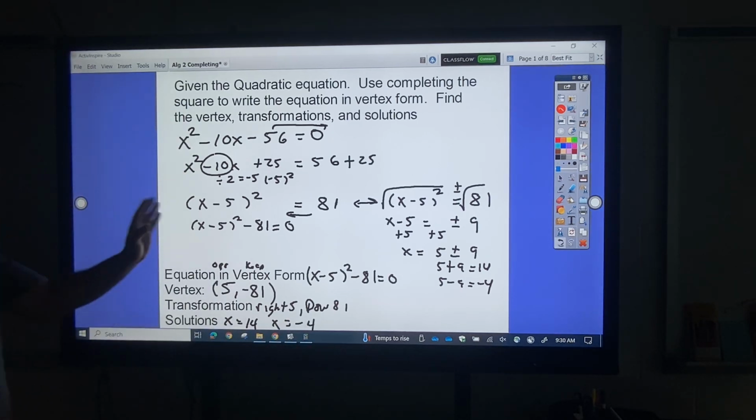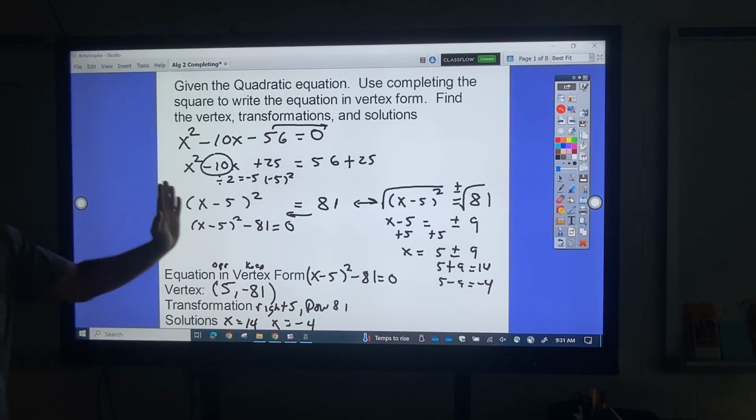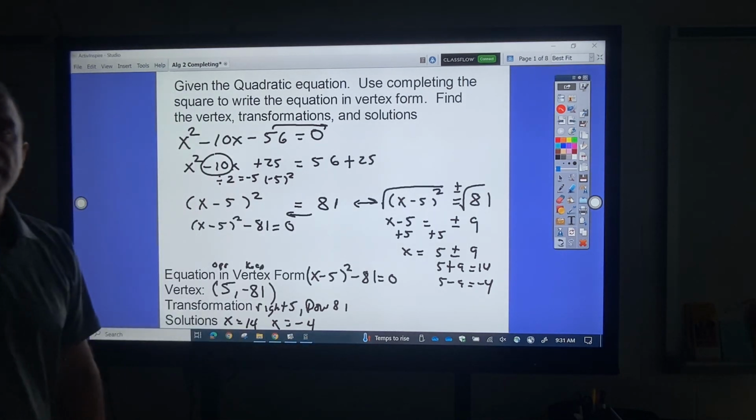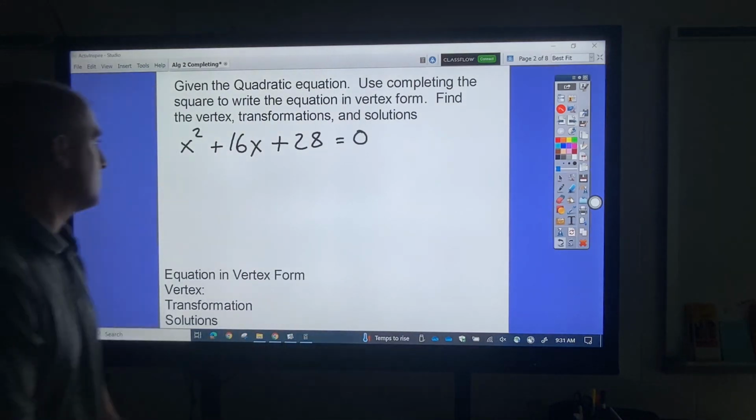So really all we're adding here is this: in the previous unit, we moved this back and found the vertex form. Now to solve it, we just leave that 81 over there. In essence, that's what we're going to do. We're going to go through some examples with that.